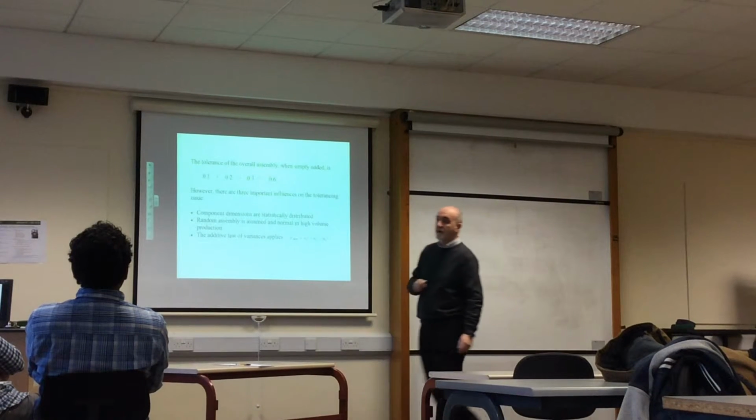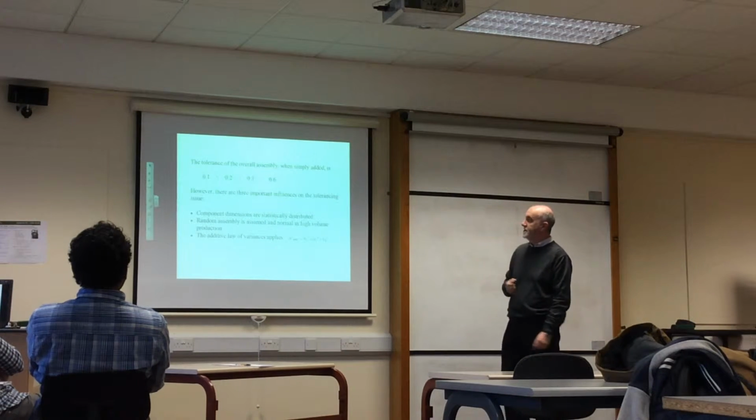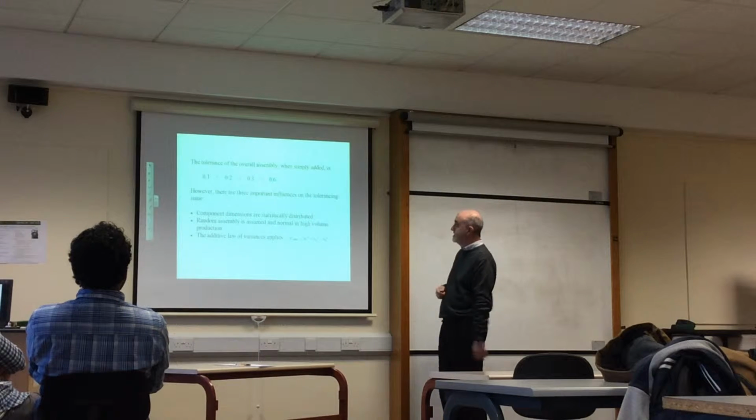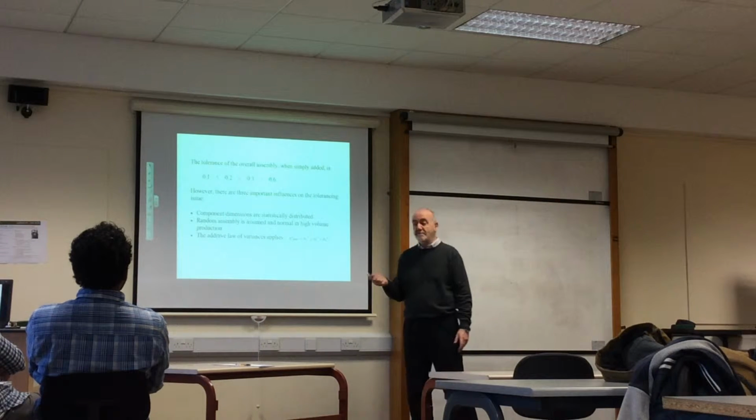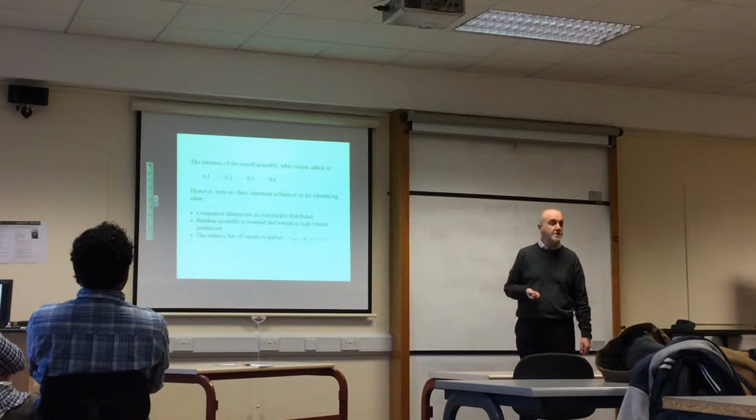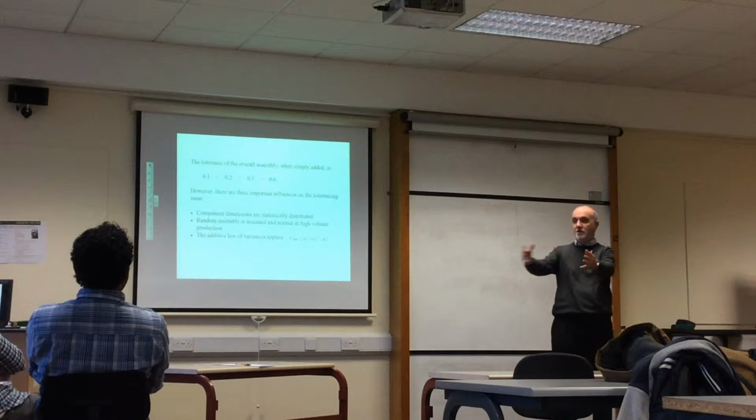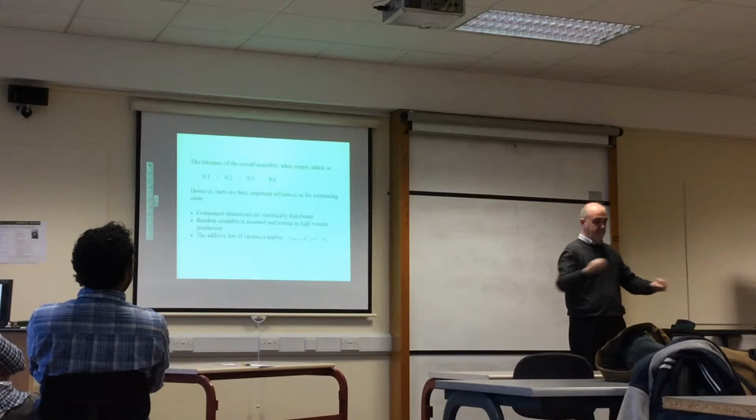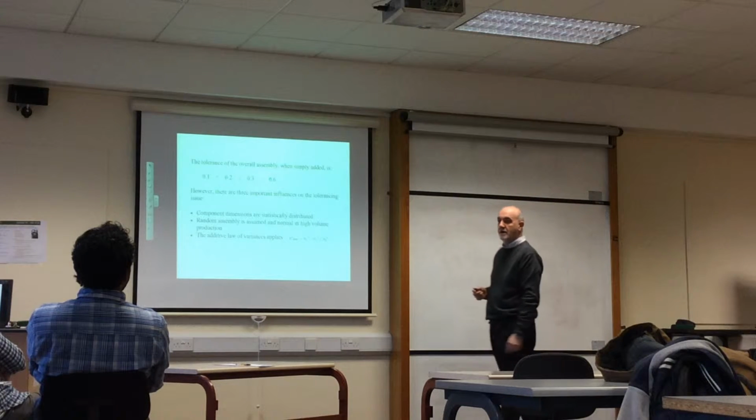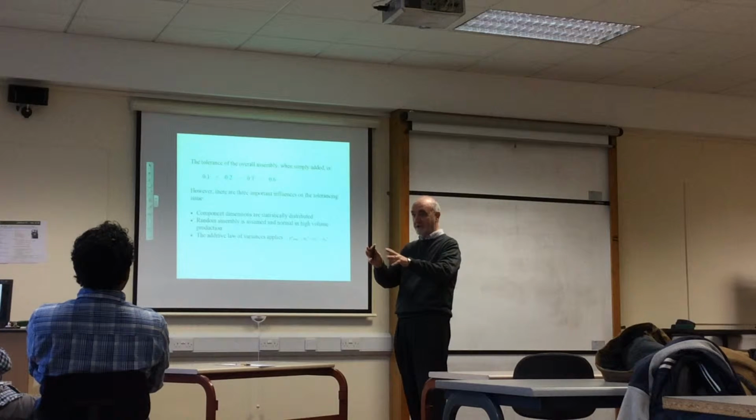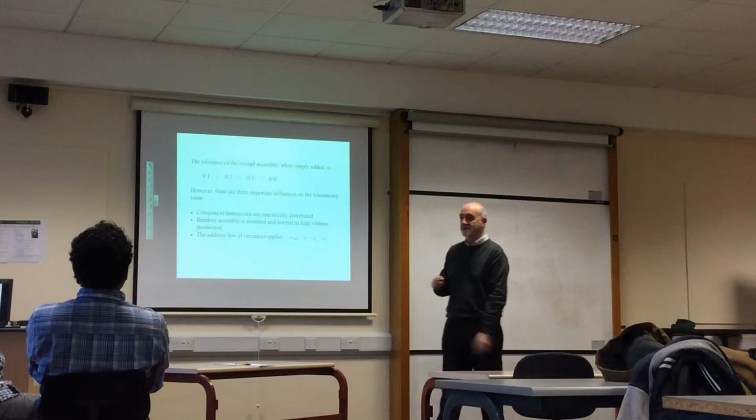However, and this is the however, there are three important influences on this. Component dimensions are first of all statistically distributed. Random assembly is assumed and is normal in high volume production. By random I mean that you've got a box of component 1, component 2, and you just take one from each, assemble it, one from each. It's random. Okay, yeah? Are you asking a question, or are you just making an observation?